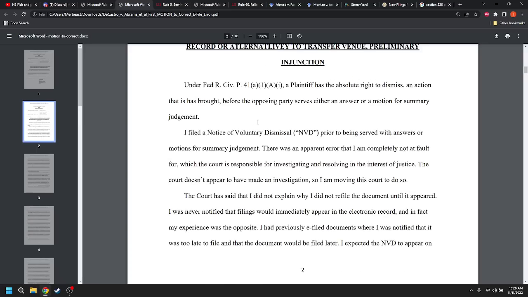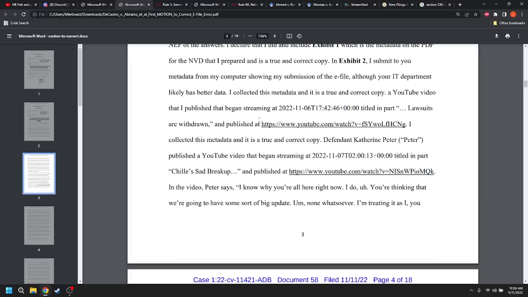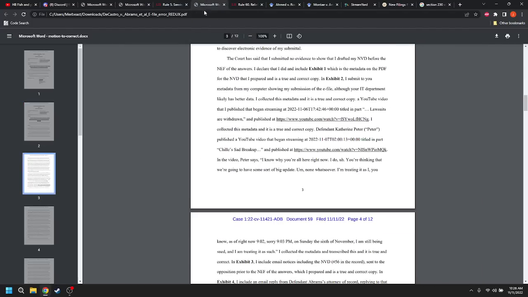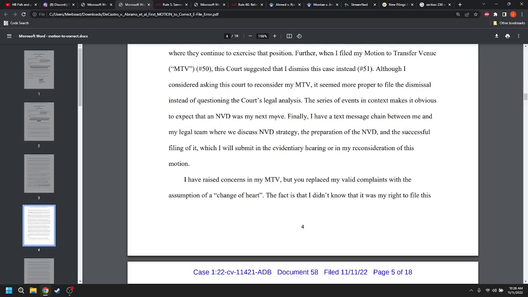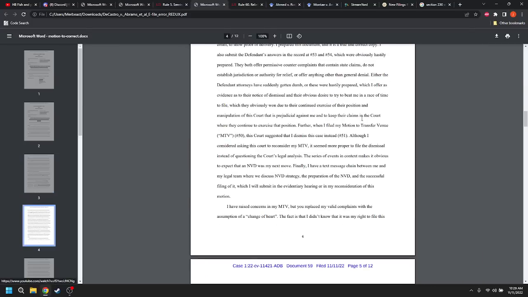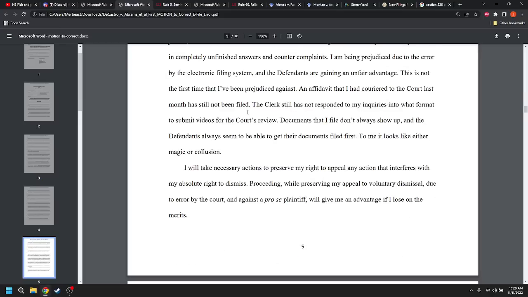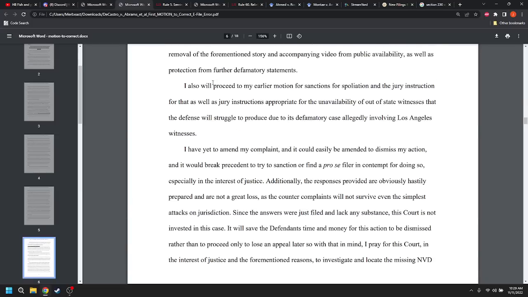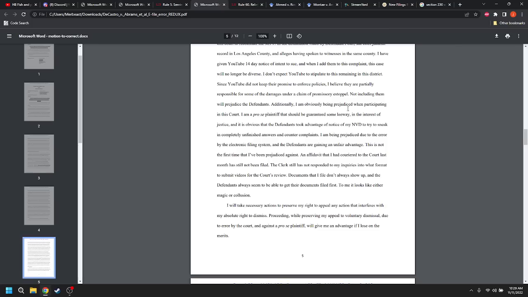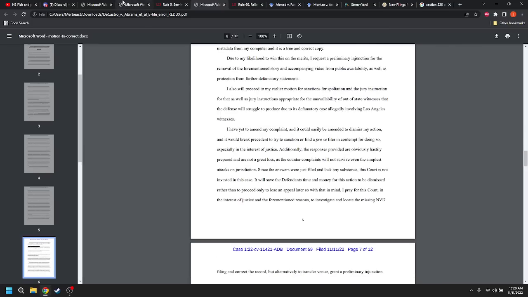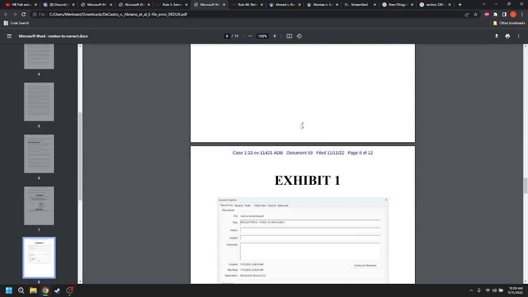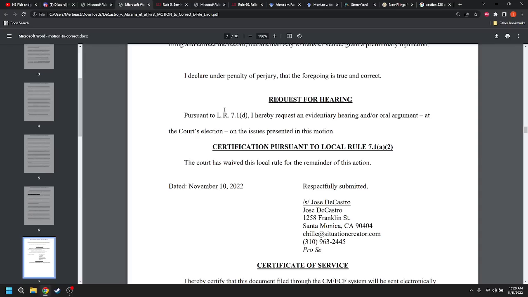NVD appear on. I'm treating it as UI. Treating it as IU. Right to file this. If I lose on the merits. Locate the missing NVD. These all appear to be the same so far. Exhibit 1 is the same.